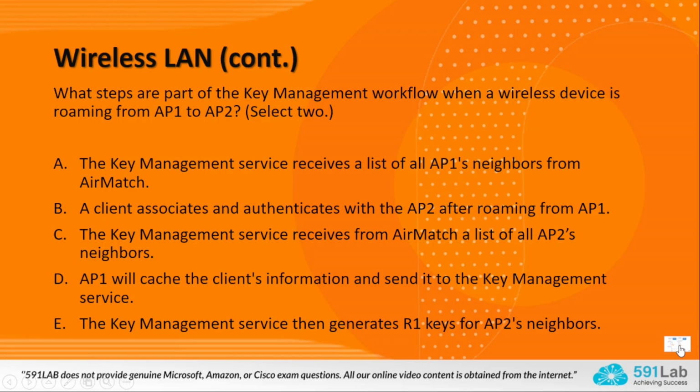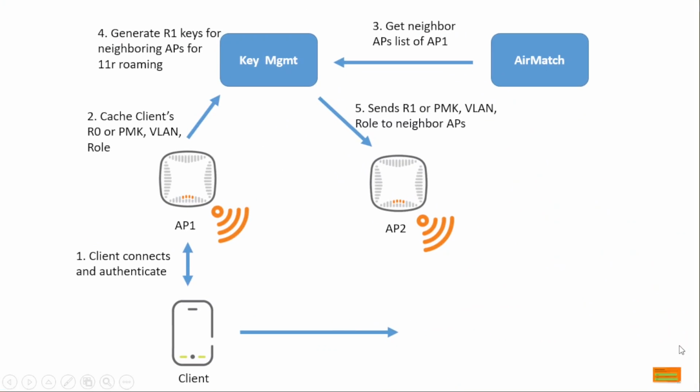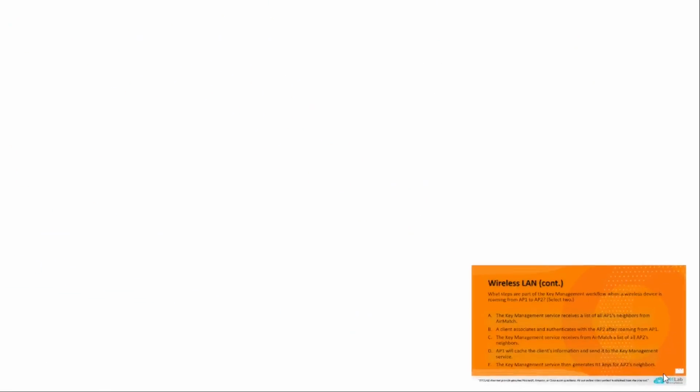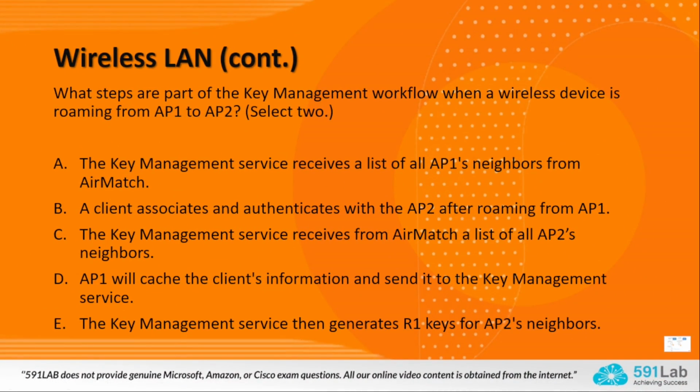Option C. The key management service receives from AirMatch a list of all AP2's neighbors. No, AirMatch will provide AP1's neighbors, not AP2's neighbors. So this is wrong. Option D. AP1 will cache the client's information and send it to the key management service. Let's check in the diagram. Yes, step number 2. AP1 will cache and send this information to the key management service. So option D is correct.